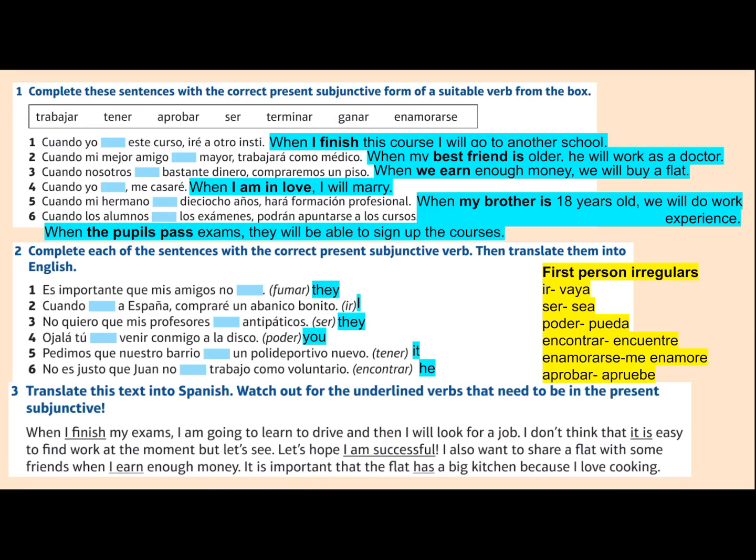If you go back a slide, that will make sense. Terminar is an AR verb. Just match it up to the AR verb in the previous slide and you'll get your ending. So you're going to work through those.